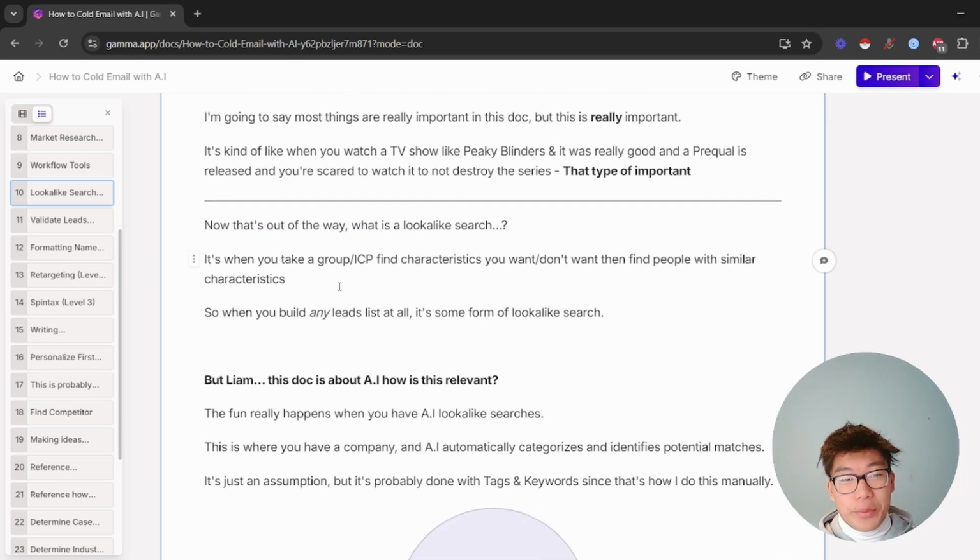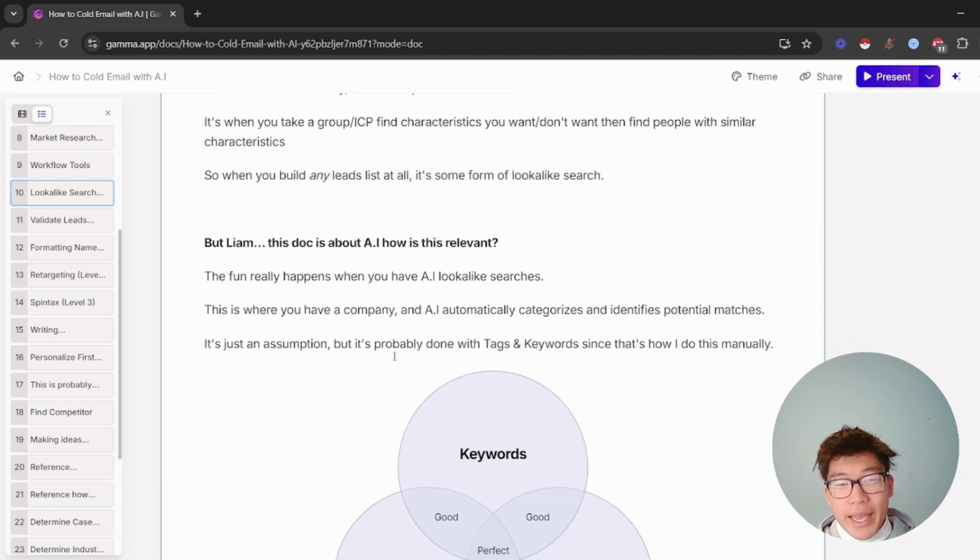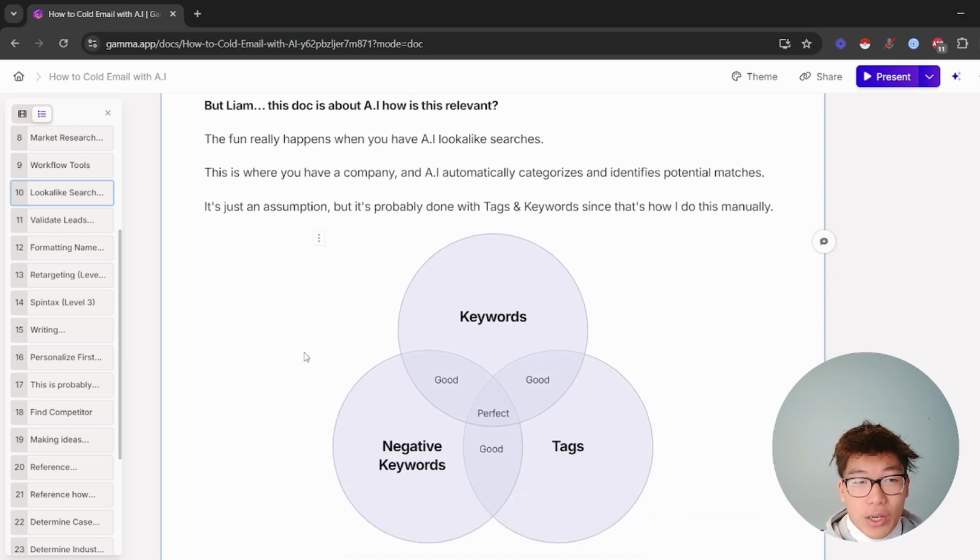It's when you take a group or ICP, find characteristics you want and don't want, and then find people with similar characteristics. So when you build any leads list at all, it's some form of lookalike search. But Liam, this doc is about AI. How is this relevant? Is probably the next question. It's a good question. The fun really happens when you have an AI lookalike search.